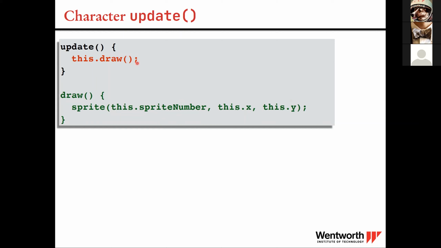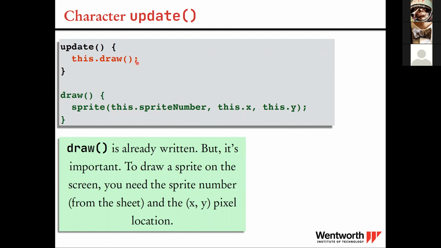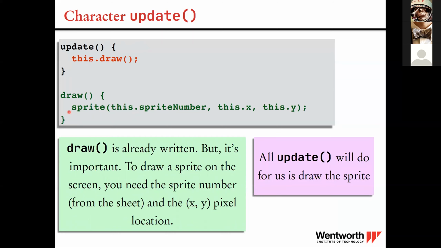And again, if you wanted to add more stuff in here, you certainly could. Animation type stuff would be common for this. So draw's already there, but it is important. Anything you want to draw on the screen, any of the particular sprites from the sprite sheet, that you want to have move around or anything, you're going to use a call that looks like this. Then, like I said, for us, update is just going to draw the sprite for us.